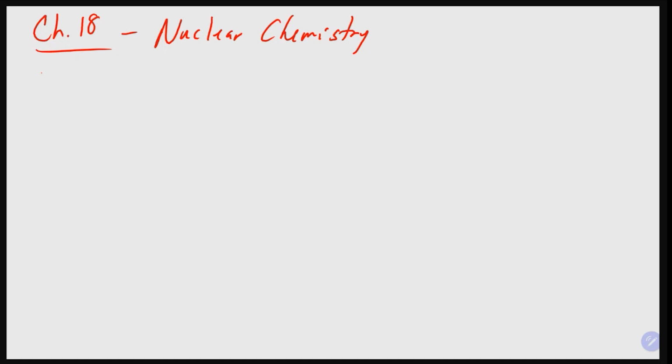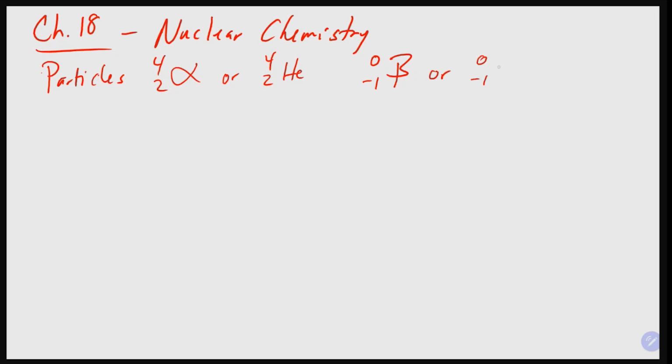All right, so chapter 18, nuclear chemistry, and we obviously talked about some different types of particles. And remember, there are the alpha particles, which has a 4 and a 2. Helium is also sometimes used for our alpha particle. It's the one that has the major change that occurs. We also have beta particles, 0, -1, which is basically an electron. So again, it has two different symbols that are commonly used.